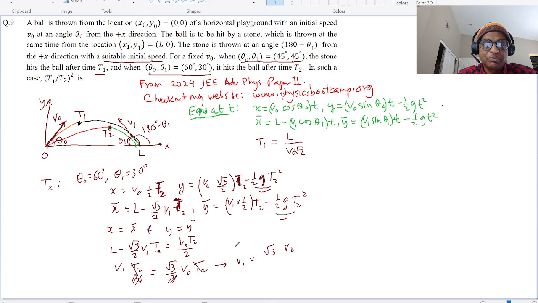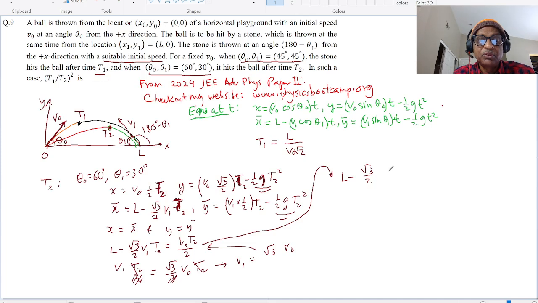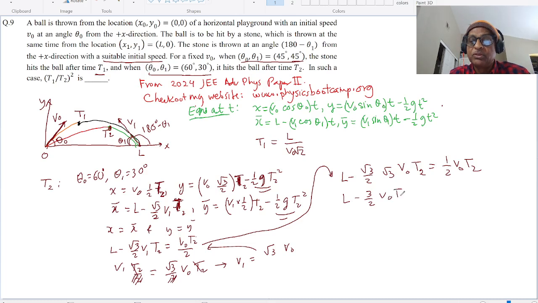So plug in here, then I'm going to get L minus square root 3 over 2 square root of 3 v0 T2 equal to half v0 T2. So this L minus 3 over 2 v0 T2 equals half v0 T2. Bring it there. L equals 2 v0 T2. So T2 equals L over 2 v0.